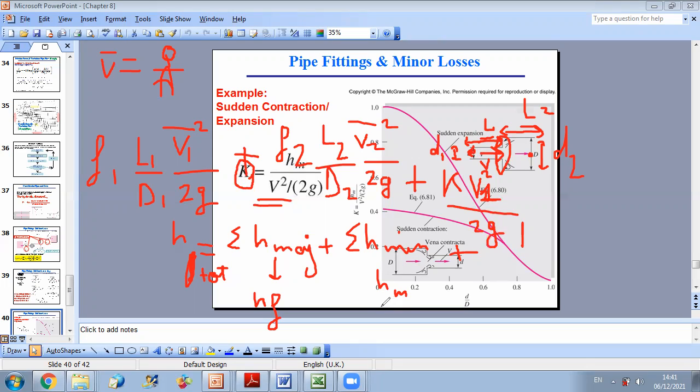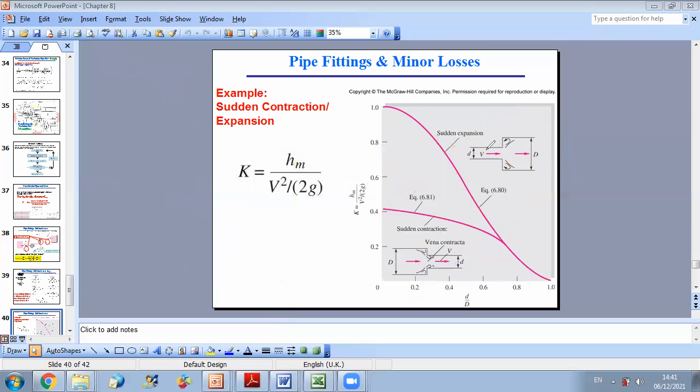While if you consider the following figure, they told us that K is defined with respect to the velocity after contraction. So what will change between these two cases is that in the second case, instead of plus K V1 square over 2g, it will be plus K V2 square over 2g. Okay, so always, to know which velocity to use with K, you go to your graph.